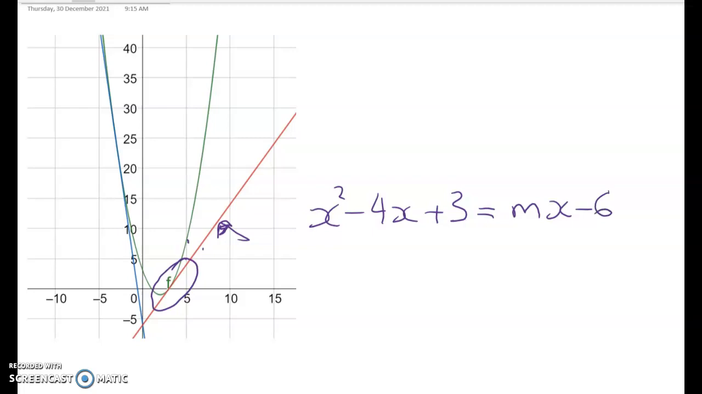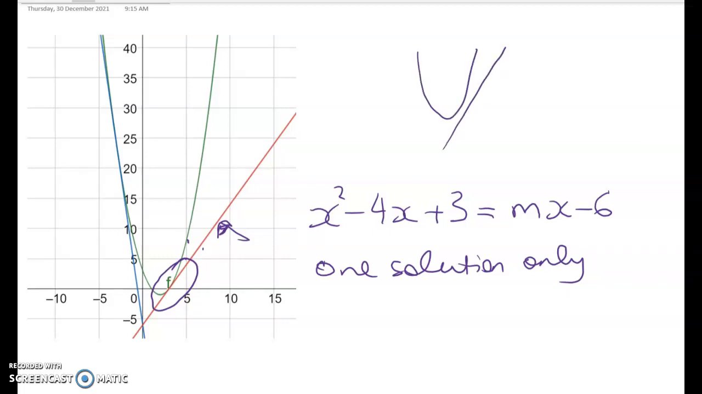Now, we know that to be where we want to be, we're only going to have one solution to that equation. Now, think about why that is. Well, suppose that we had no solutions. If we had no solutions, we would be in this situation, where the line just didn't touch. And if instead we had two solutions, that's not what we want either. So one solution only is what we're after. We've got a quadratic, so one solution only means the discriminant must be 0.